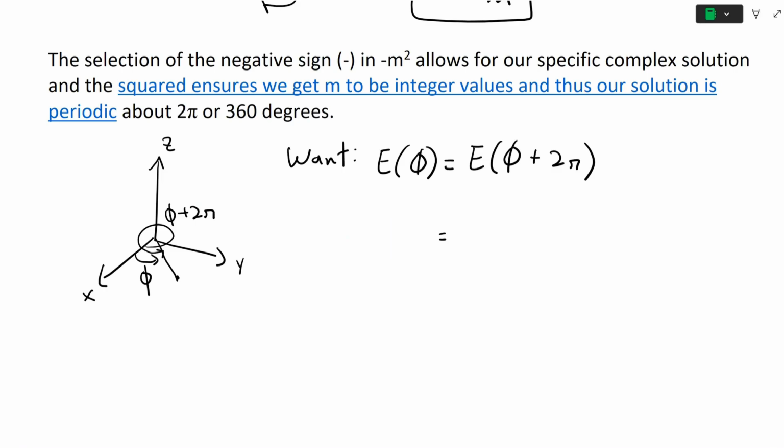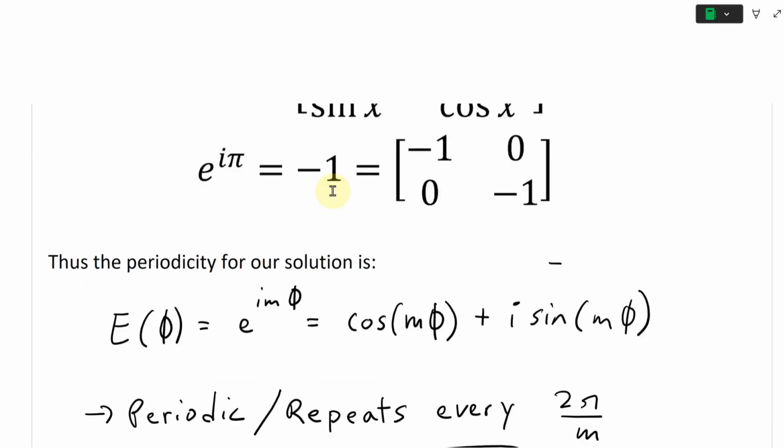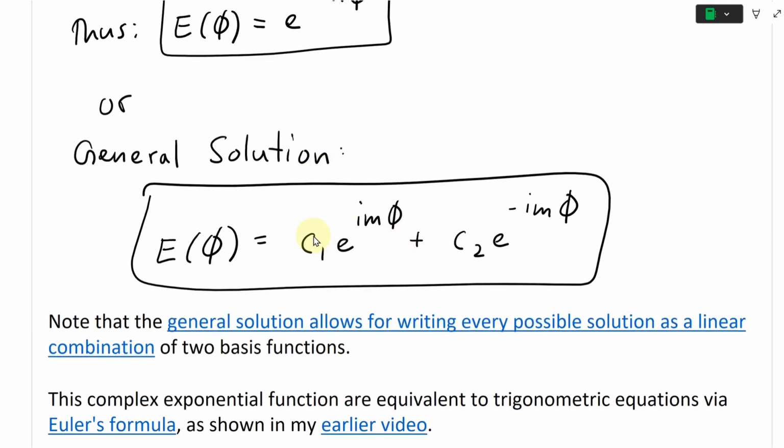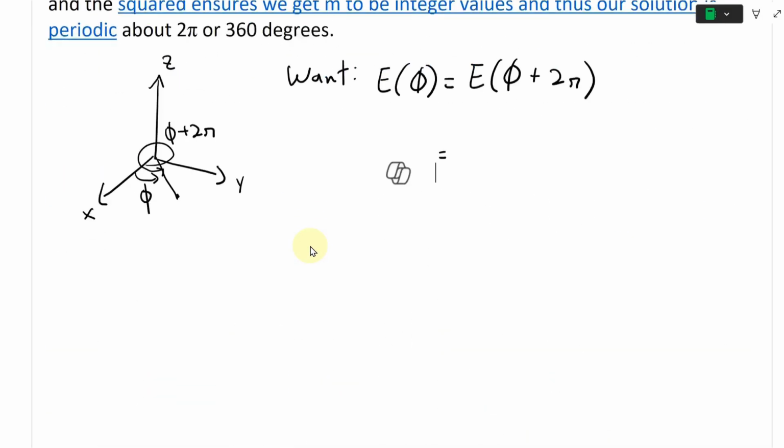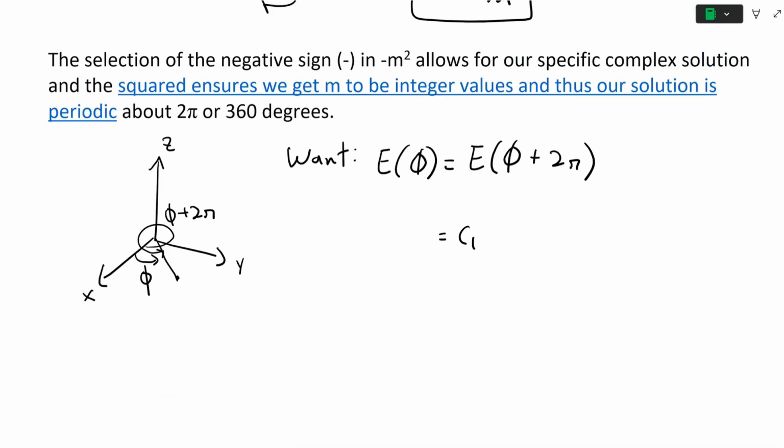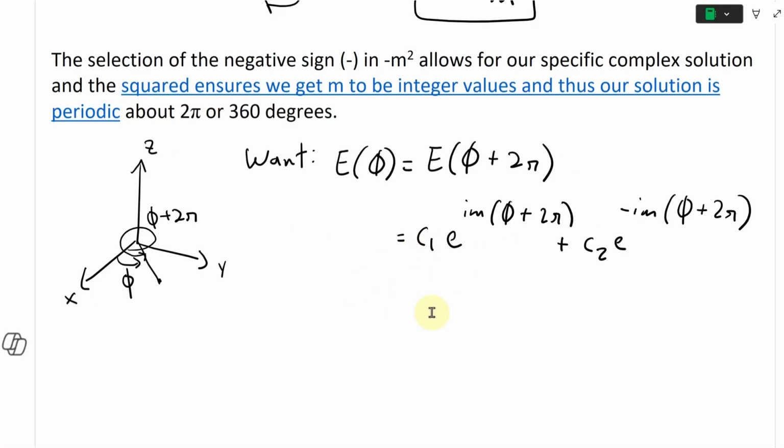So now if we plug this 2 pi inside our general solution right here, we're going to get C1 e to the i m times (phi plus 2 pi), plus C2 e to the negative i m times (phi plus 2 pi), like that. All right, and if we go further and separate this, we get a setup like this.